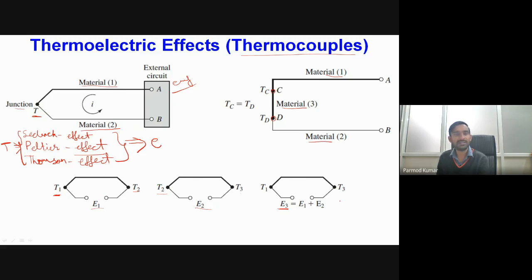E1 plus E2. Okay, so this particular intermediate temperature theorem says that if you take just the boundary temperatures, then your entire EMF will be the sum of the EMFs which you obtained while using the system with the intermediate temperature condition. Okay, so that is a common relationship, a universal law, which is applicable to our thermocouple arrangement.